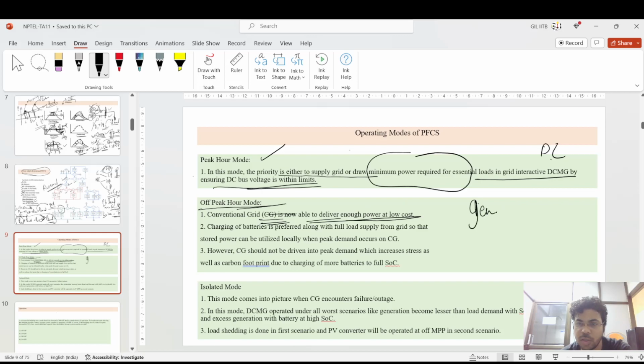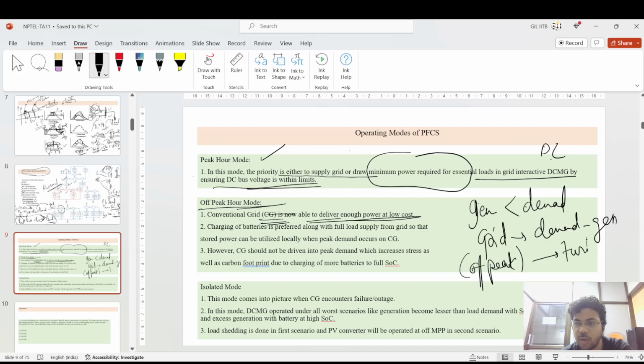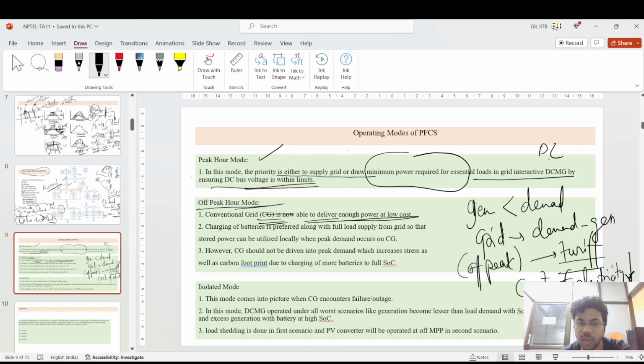So if the generation is less than the demand, in that situation the grid should supply the extra power, that is the demand minus generation. And if it is operating in the off-peak hours, the tariff will be low. So in this situation the cost of electricity should be lower. So that is a feasible solution, that you should take the extra power during the off-peak hours.